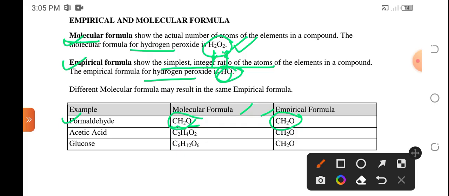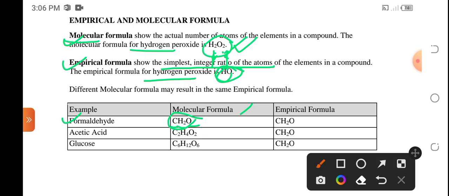While for acetic acid, it is C2H4O2. So C2H4O2, merong common denominator itong mga subscript na 2, 4, 2. At ang common denominator nila ay 2. So the carbon 2 could be reduced to 1, it became C na lang. And then the 4 hydrogen will be reduced into H2 kasi pwede i-divide siya ng 2. And the oxygen could be reduced into 1. Kasi nga ang common denominator nila ay 2.